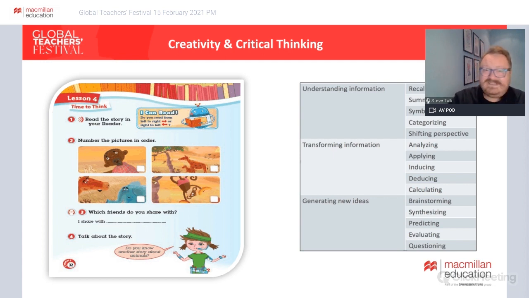And as you can see, we have this on the right-hand side of the screen, this Bloom's taxonomy, which takes us from our basic level of understanding information through transforming that information into generating new ideas. If you look at those verbs in there, recalling, symbolizing, categorizing, at a higher level, inducing, applying, and analyzing, and at that very high level of generating new ideas, brainstorming, synthesizing. Yeah, the book is called Story Central. I think a couple of you have missed it. So what's nice about this story-based course is we take students on a journey from basic understanding of the story through to being able to produce their own. Really lovely.